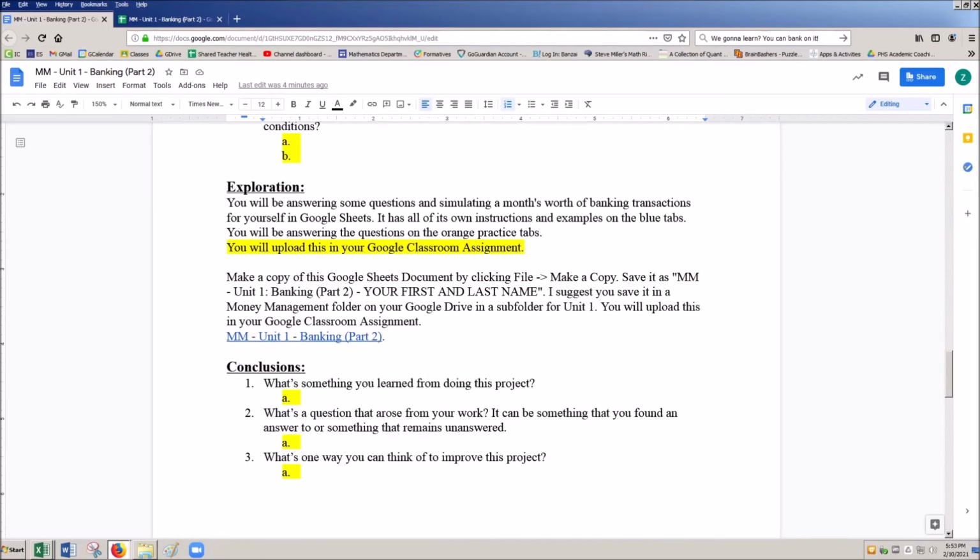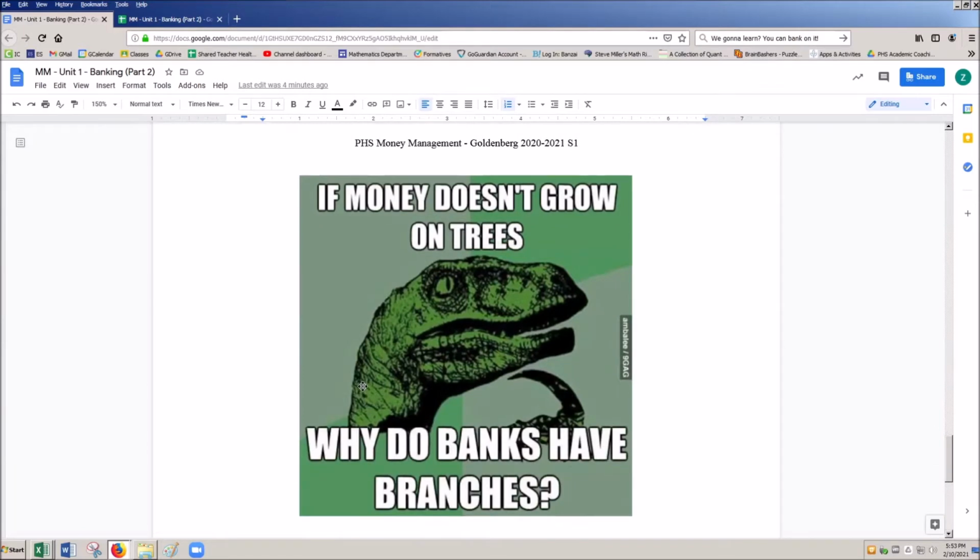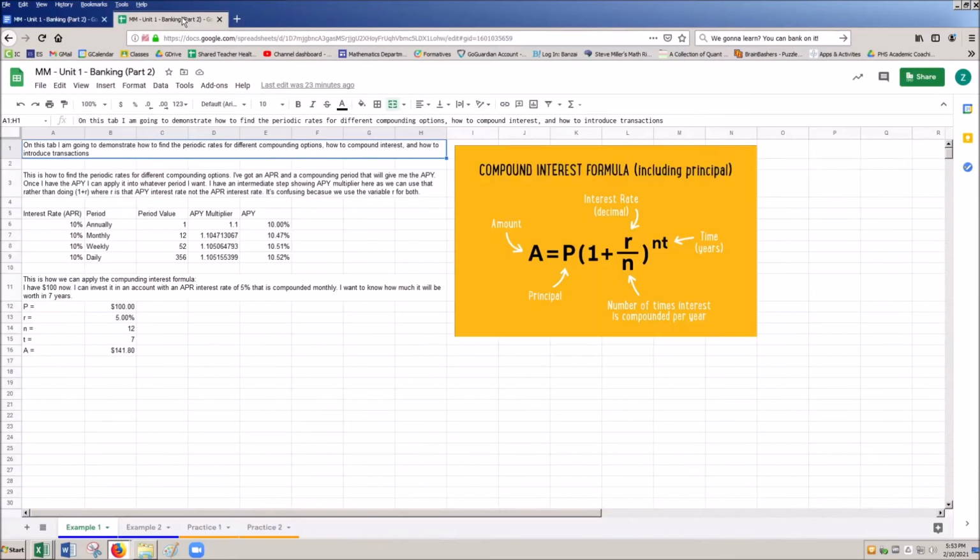And we get to the exploration section, which is where I'm going to be doing the bulk of this video, which is going to be a little Google Sheets mini lesson. And then we wrap up with our conclusion, followed by a meme. So let's go into the actual Google Sheets portion. I have an example 1, another example 2, and then the 2 practice tabs are for you guys to do your work in.